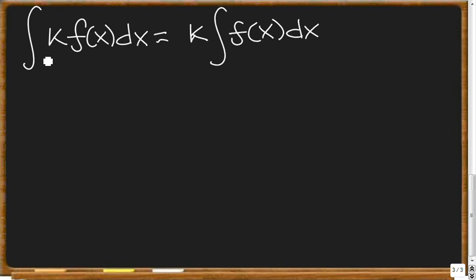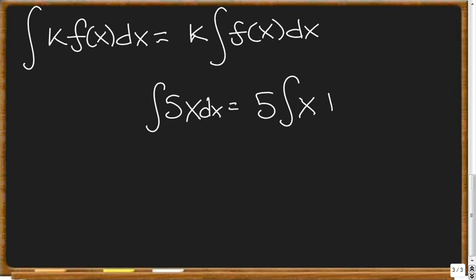Like any constant, so if you had the integral of 5x, that's the same thing as 5 times the integral of x. Okay? Regardless, the 5 will be involved either way. It's just sometimes it makes more sense to move it to the outside to make things less confusing.